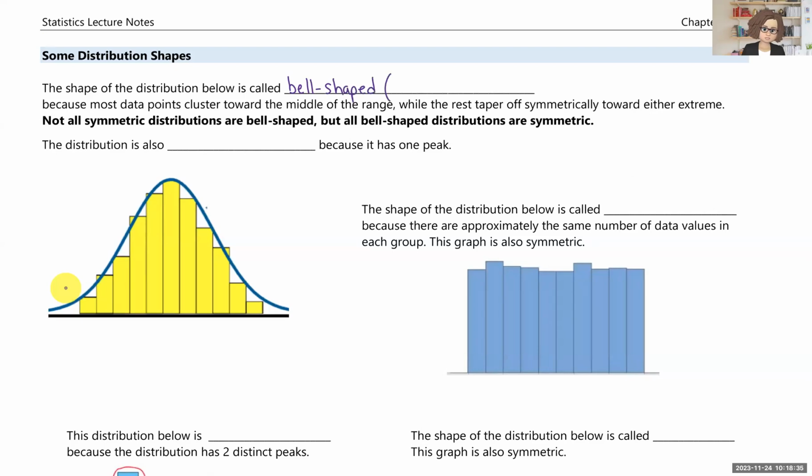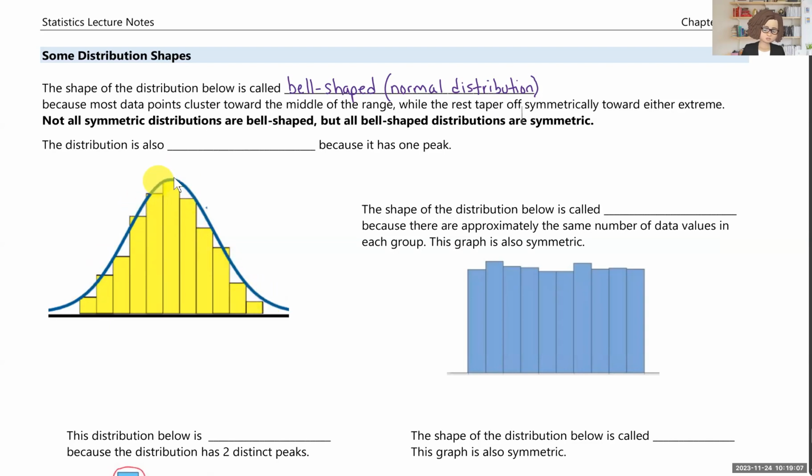And we'll also learn in a future chapter that that shape comes from distributions that are called normal. So a normal distribution has a graph that is bell-shaped. So to create the bell-shaped distribution, most of the data points would be towards the middle of the possible range, and it would taper off symmetrically to the left and to the right of that center peak.